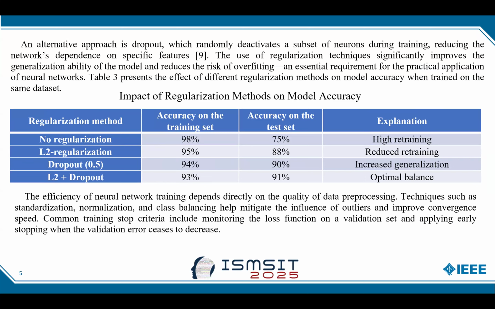To improve generalization and prevent overfitting, regularization techniques like dropout randomly deactivate neurons during training. This reduces the network's dependence on specific features. Table 3 presents the effect of different regularization methods on model accuracy when trained on the same dataset. The efficiency of neural network training also relies heavily on proper data preprocessing, standardization, normalization, and class balancing. Early stopping, based on validation loss monitoring, prevents overfitting and reduces computational costs, enhancing both model stability and accuracy.